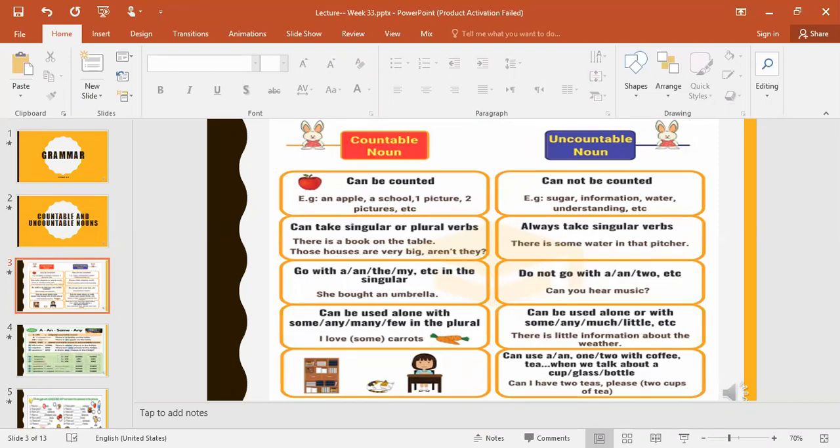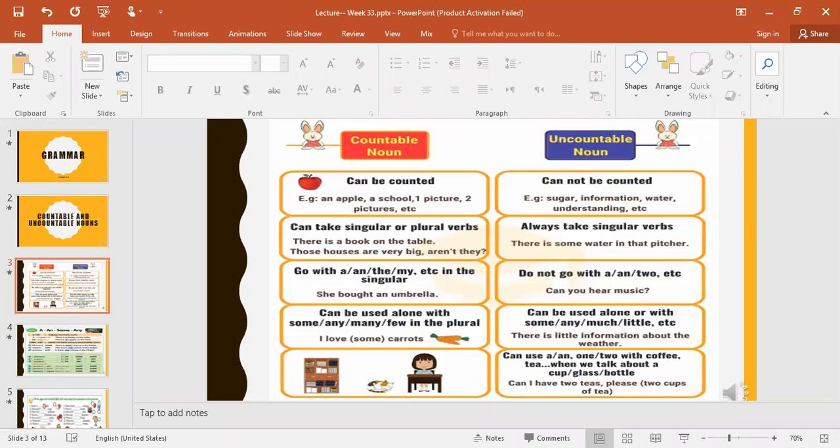Uncountable nouns cannot be counted, and we use them, we write them without using a or an or numbers. For example, sugar, information, water, understanding. I cannot say a water, an information, a sugar. I cannot. I use them alone without using a, an, or numbers. So this is the first difference between them. Okay.